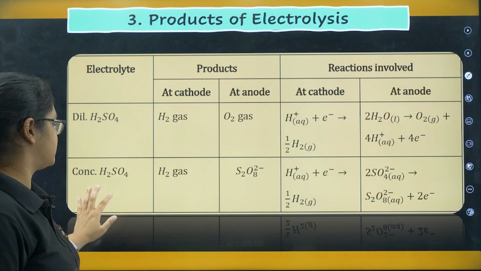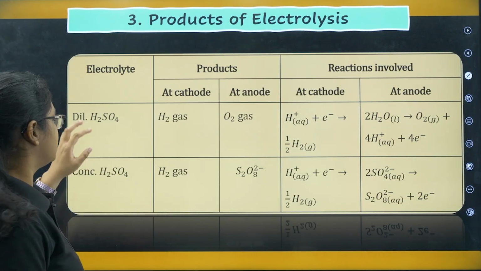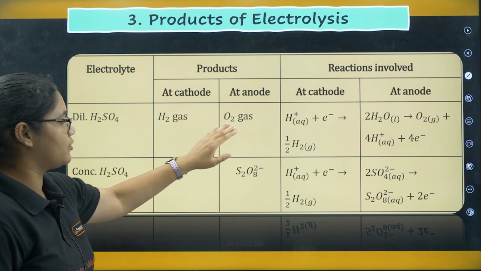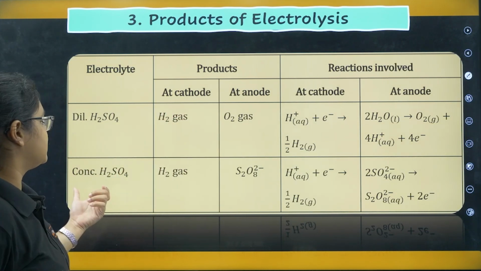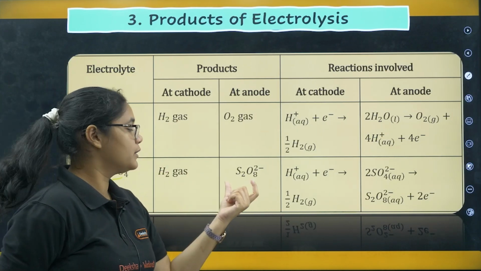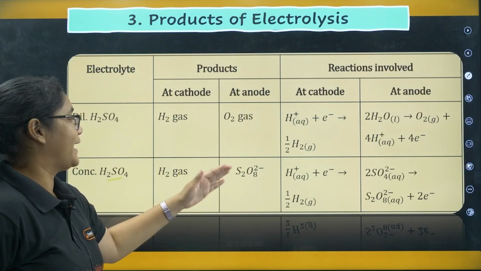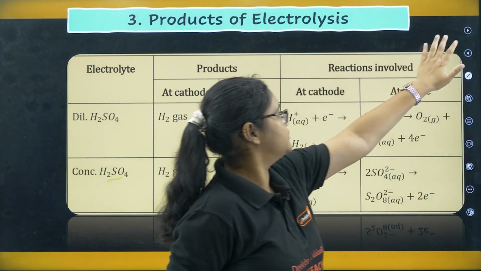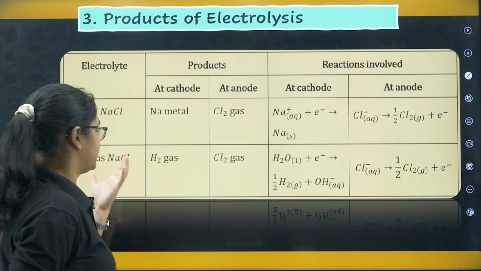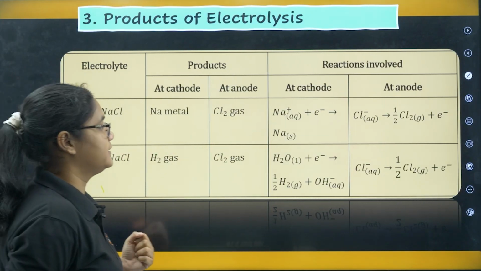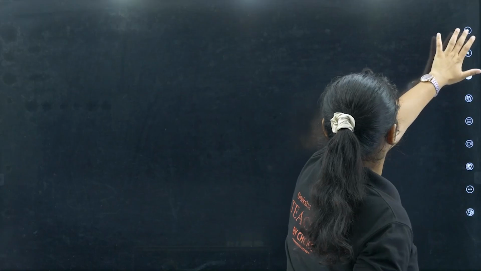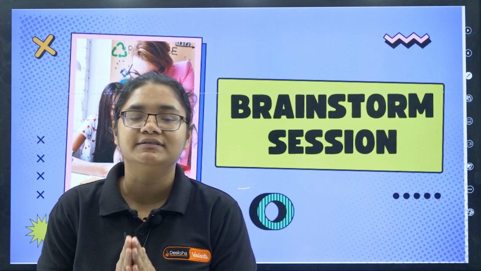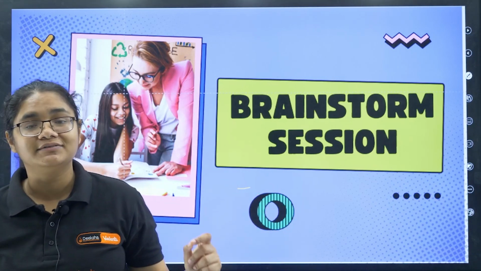First we have dilute H2SO4 and concentrated H2SO4. In dilute H2SO4 we have water, so at the cathode hydrogen gas is produced and oxygen at the anode. If you take concentrated sulfuric acid, hydrogen gas will be produced at the cathode, and S2O8 is produced at the anode. You can see the reactions also. These are certain examples given in your book. Similarly, we have molten NaCl and aqueous NaCl, which we have already discussed. So that's all for today's class, products of electrolysis, and now it's time to solve some questions and practice what we have studied today.